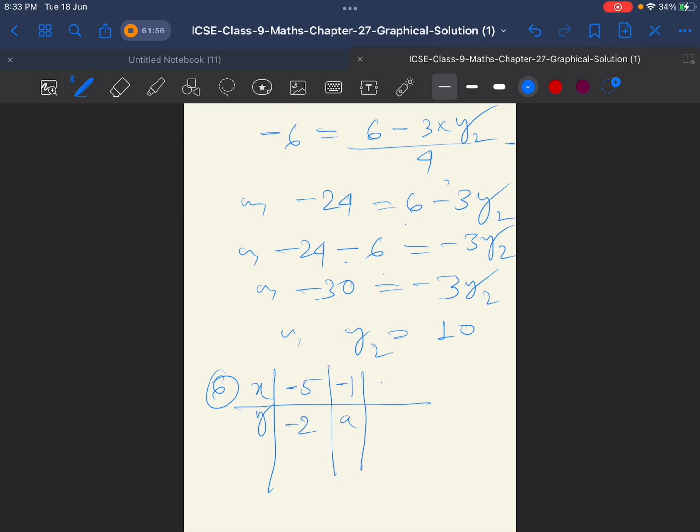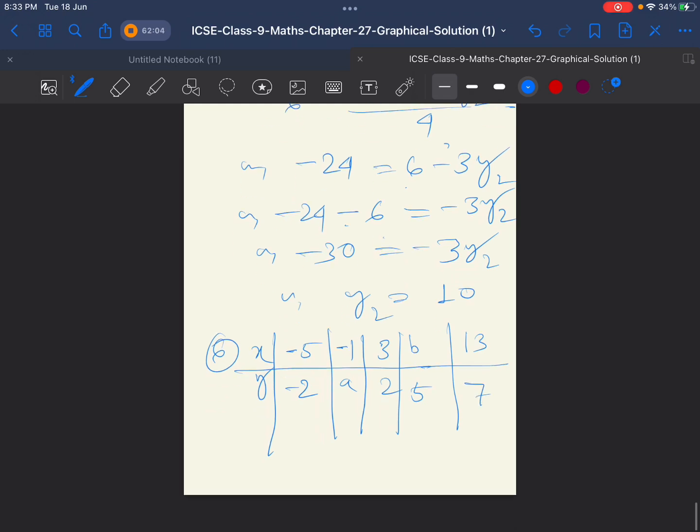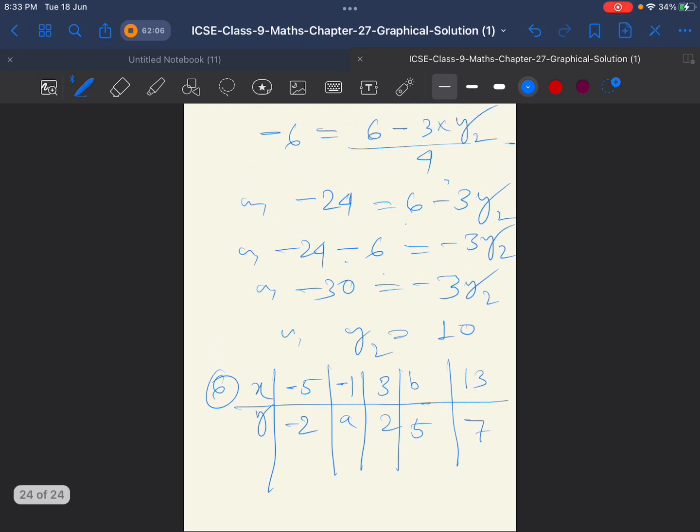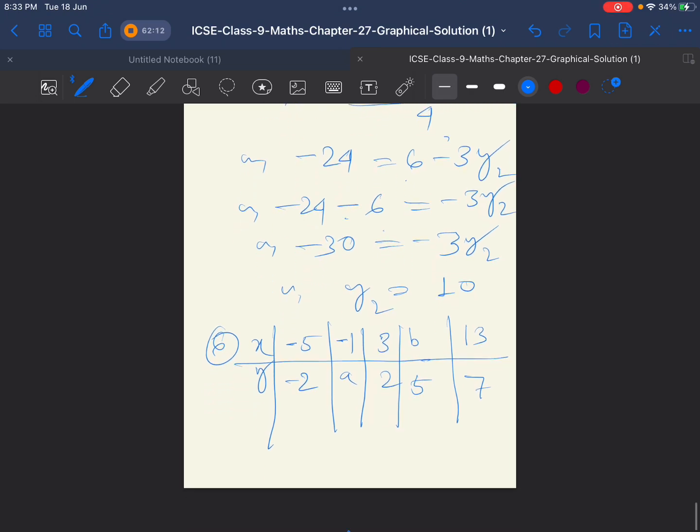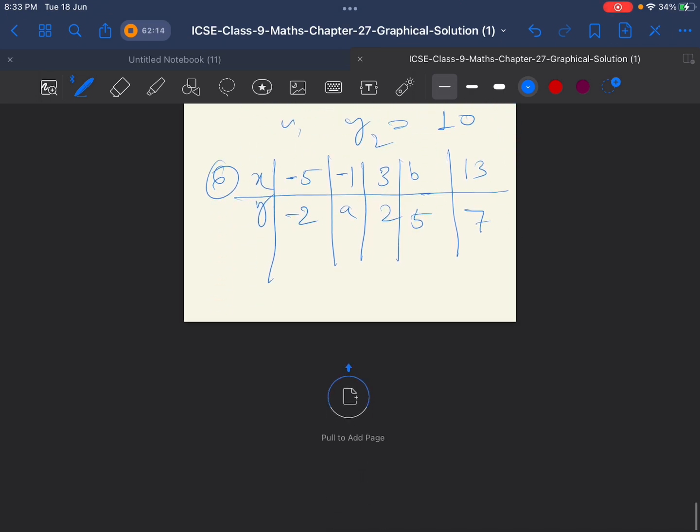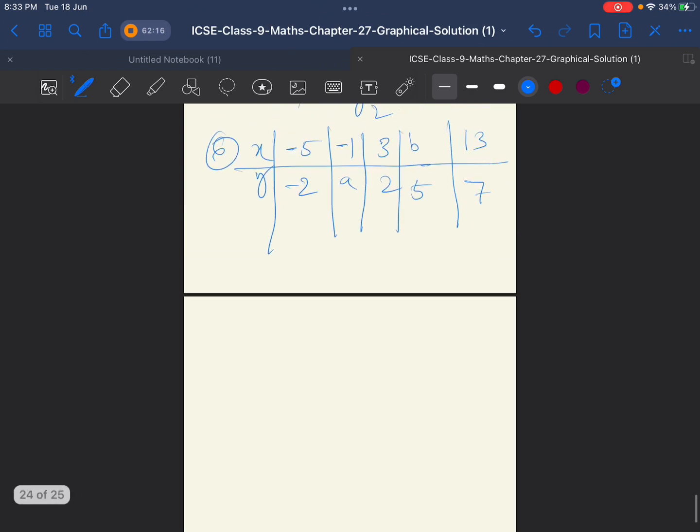Here the table is x, y: x is minus 5, minus 2, minus 1, a; y is 3, 2, b, 5, 13, 7. So we have to draw the graph from this table.